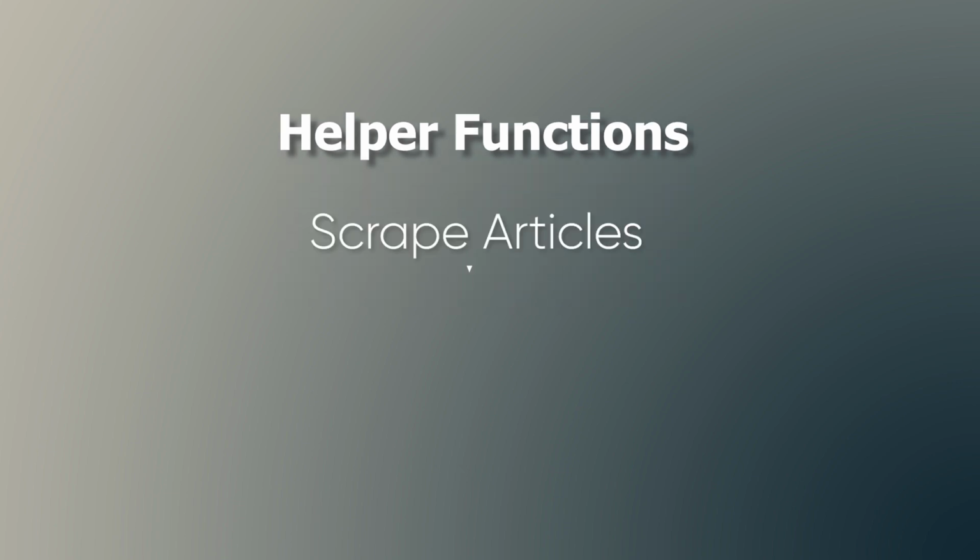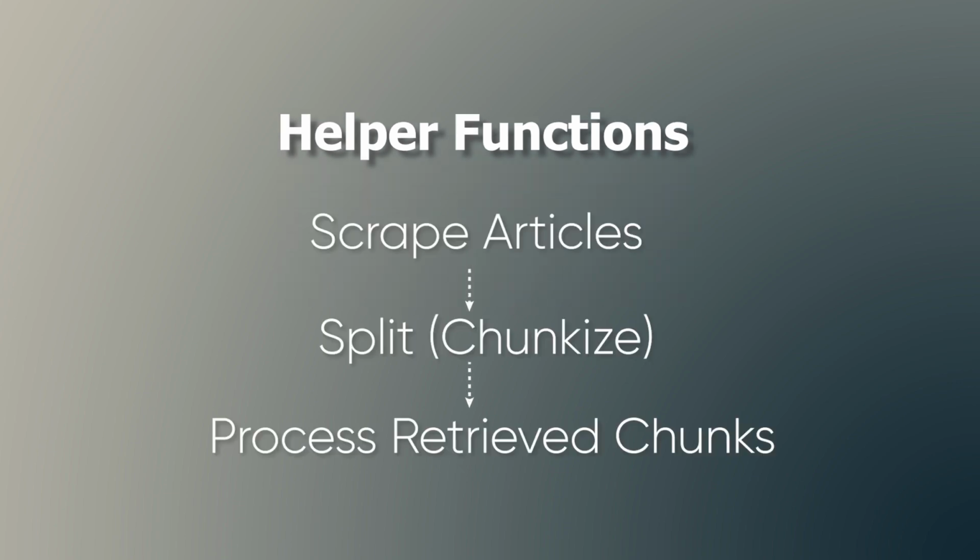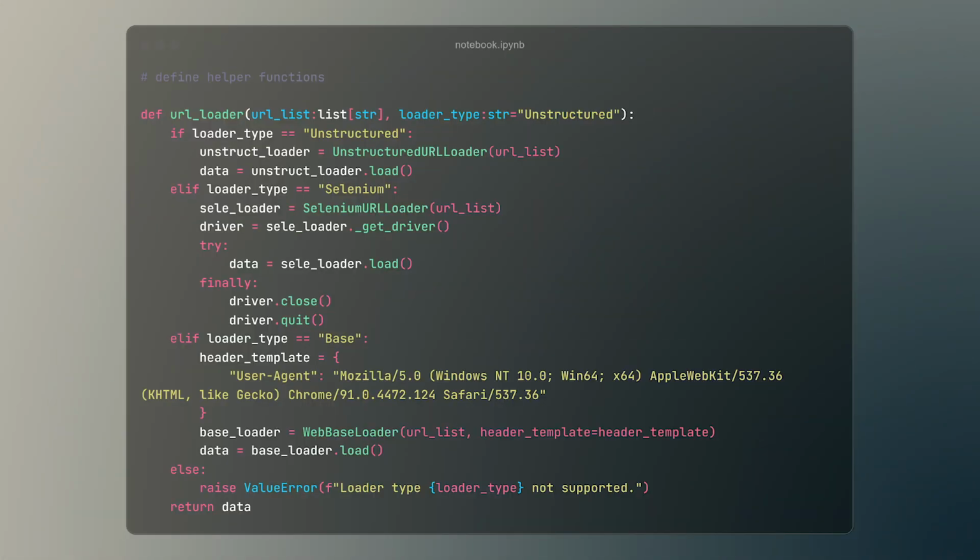All right, now that we have the models needed, we need one more thing to be able to run the whole pipeline. We need a few helper functions that will be used to scrape the articles, split them, and then clean the retrieved chunks and formulate them as a single paragraph. So the first function is URL loader, which will perform the scraping operation based on the type of scraper chosen, either using the unstructured library, Selenium, or the web-based loader that uses Beautiful Soup. So here we are using different types of scrapers because each option has its pros and cons.